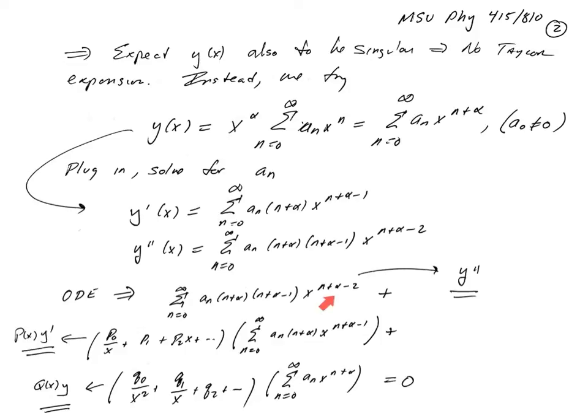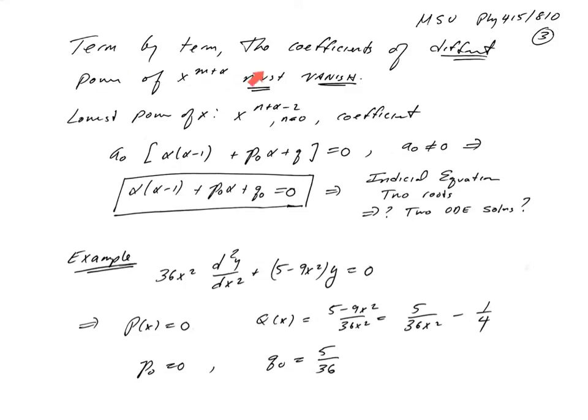We can now, in principle, collect terms of the same power of x to the n plus alpha. And since the right-hand side is 0, its expansion is particularly simple. The coefficients of all powers of x to the n plus alpha have to vanish, term by term. The lowest power of x corresponds to x to the n plus alpha minus 2, where n equals 0. And the coefficient of that, if we collect all the terms from the previous slide, is a0 times alpha times alpha minus 1 from the second derivative term, plus p0 times alpha from the first derivative term, plus q0, equals 0.